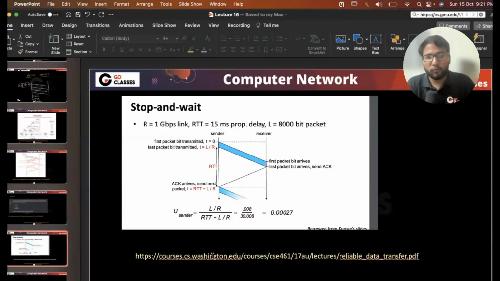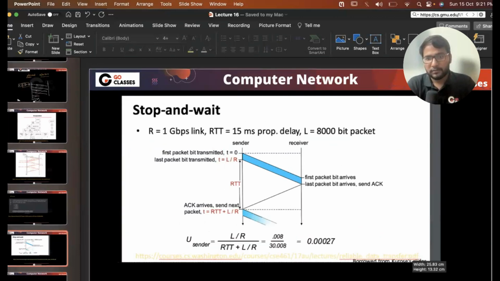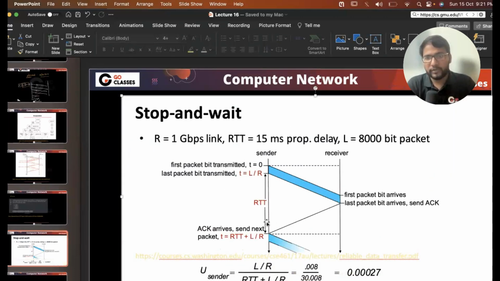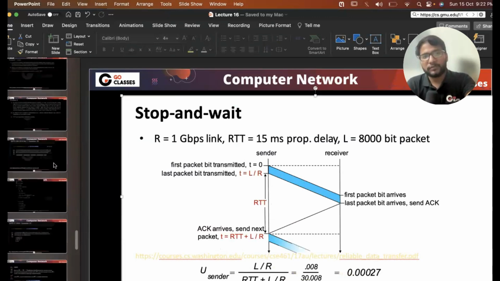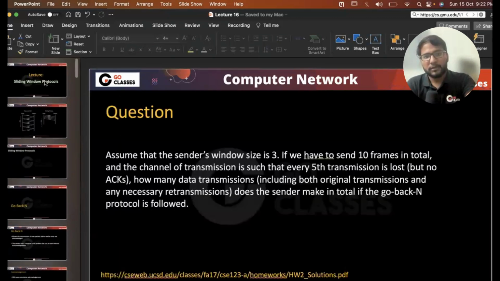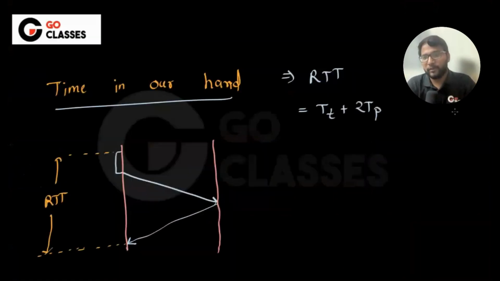See, this is from Washington University. Can you see where they are measuring RTT from? They are measuring RTT from this last bit, not from the first bit. They are not considering the transmission time. Is this visible? I don't know if it is visible, but they are considering the RTT from the last bit, not from the first bit. Anyway, we have already discussed these things, right? So for our purpose, we will be considering RTT from the transmission time itself, from the very first bit.